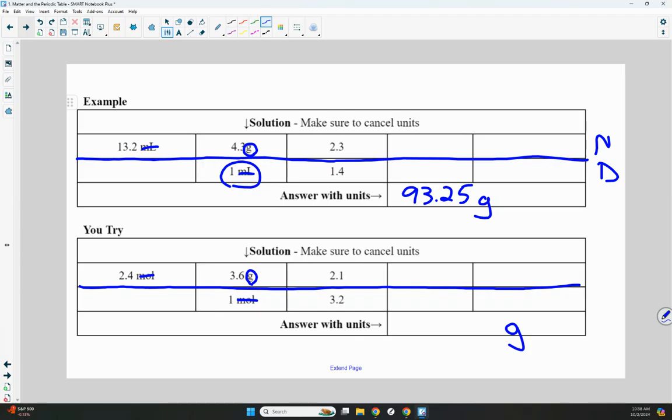Now we've got to punch everything into the calculator correctly. I put in 2.4 times 3.6 times 2.1 divided by 1, which again really isn't necessary, divided by 3.2, enter. So one more time, 2.4 times 3.6 times 2.1 divided by 1 divided by 3.2, enter. When you do that and round your answer to the hundredths place, you should get 5.67 grams. Okay, that's our two examples of fractions.